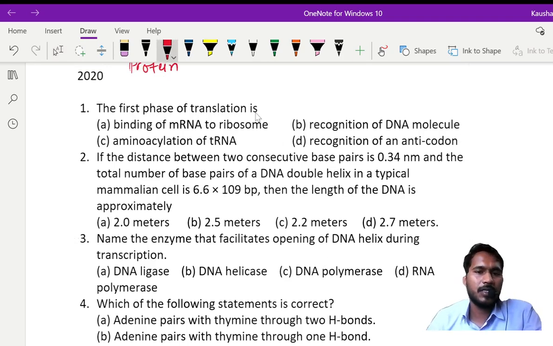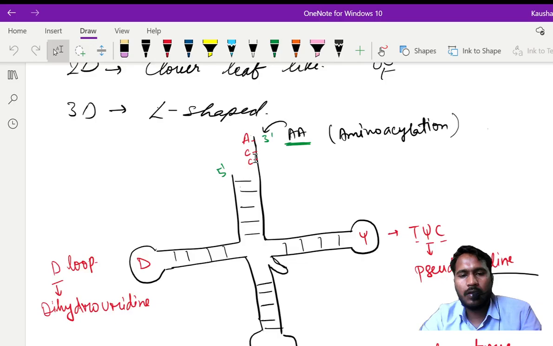The first phase of the translation is binding of mRNA to the ribosome? No. Recognition of DNA molecule? No. Recognition of anticodon? No. Aminoacylation of tRNA. This is the correct answer. What do you mean by aminoacylation of the tRNA? The activation of tRNA. Activation of tRNA is called aminoacylation.